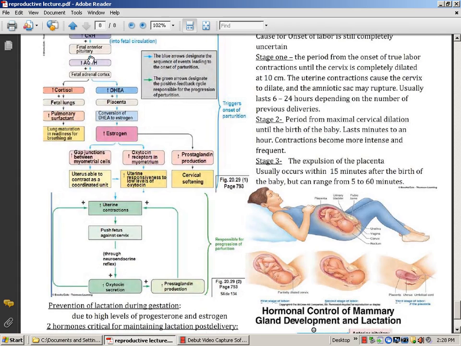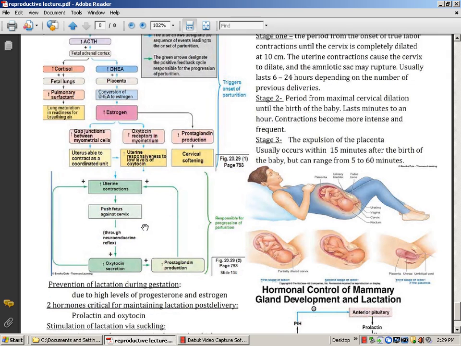It all started, we believe, because of CRH in the placenta. It goes to activate cortisol and DHEA, and then the DHEA turns into estrogen, causes uterine contractions, triggers oxytocin, and oxytocin is the big positive feedback loop.